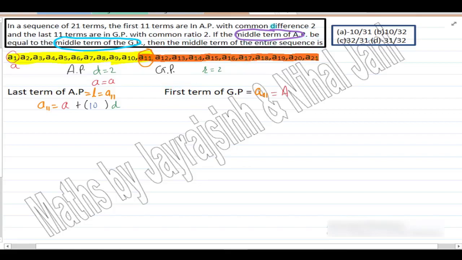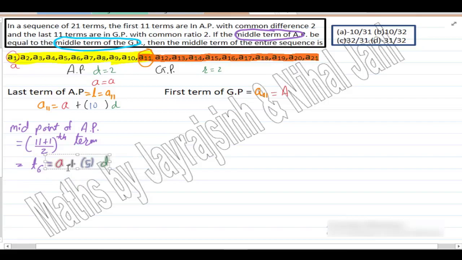Now we have to find the midpoint of AP. So the midpoint of AP is actually, we already have 11 terms in AP. So the midpoint will be the (11 plus 1) by 2th term, or we can say the 6th term, T6 of AP. So indirectly we have to find A plus (6 minus 1), or we can say 5D. So we get the midpoint of AP.